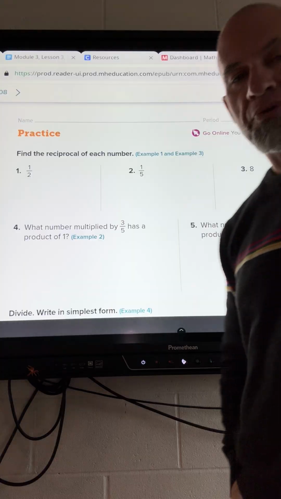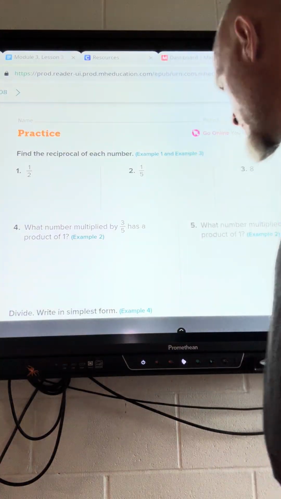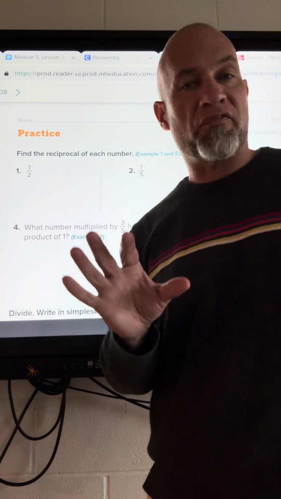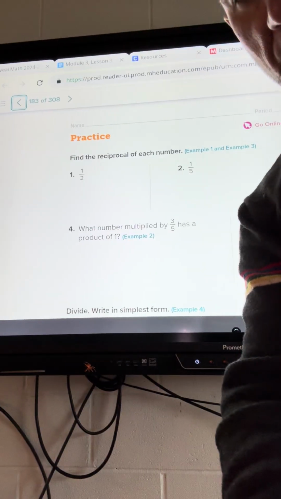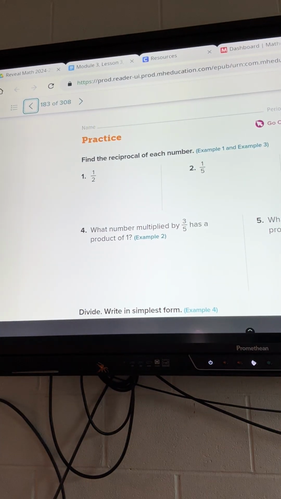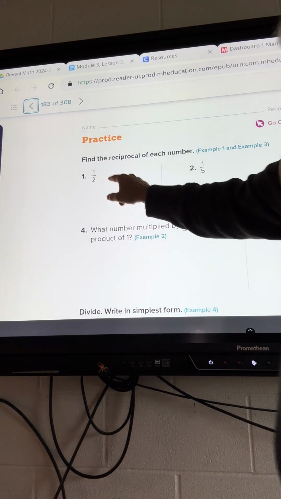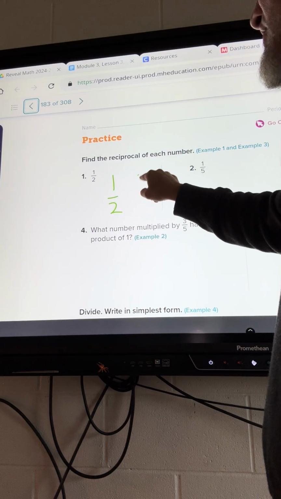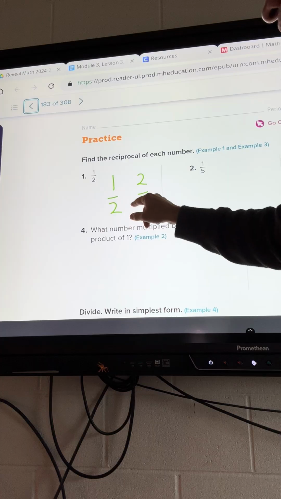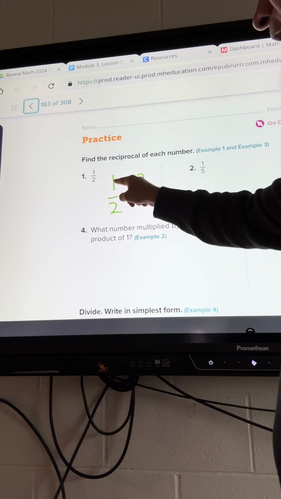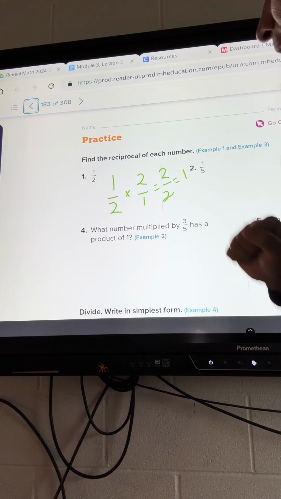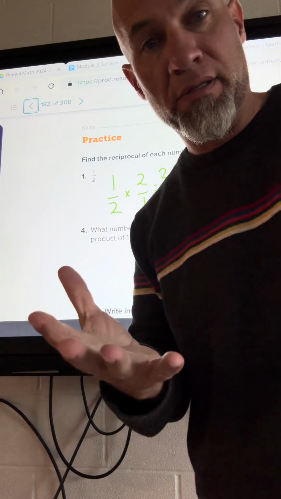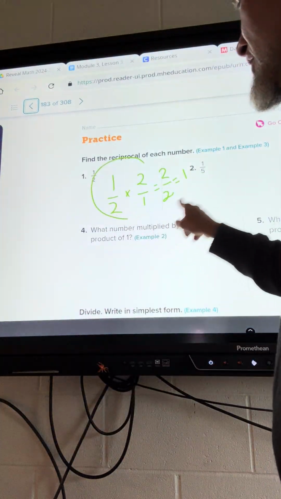Remember, the easy way to explain what a reciprocal is, it's just the fraction flipped, right? So I'm going to do number 1 here, even though you didn't have that for your practice problems. If you have 1/2, the reciprocal of that is 2/1. You flip the numerator and denominator, and that way when you multiply any fraction by its reciprocal, the answer will always be 1.